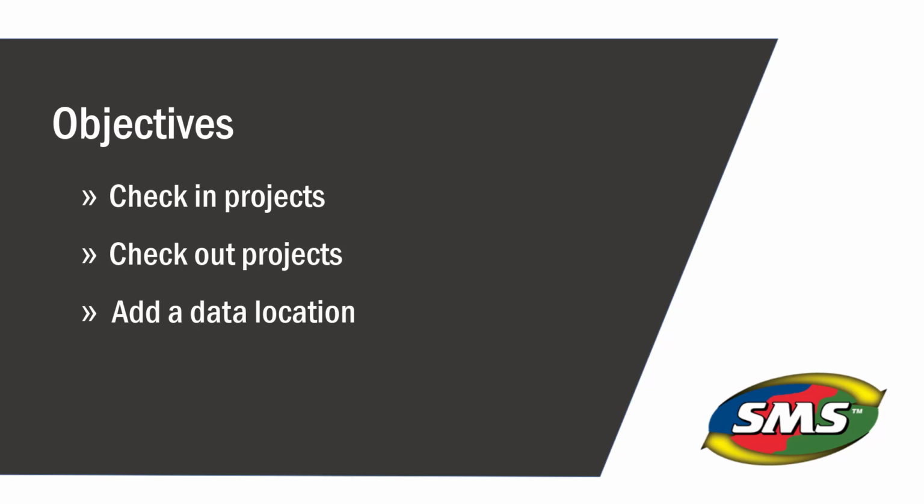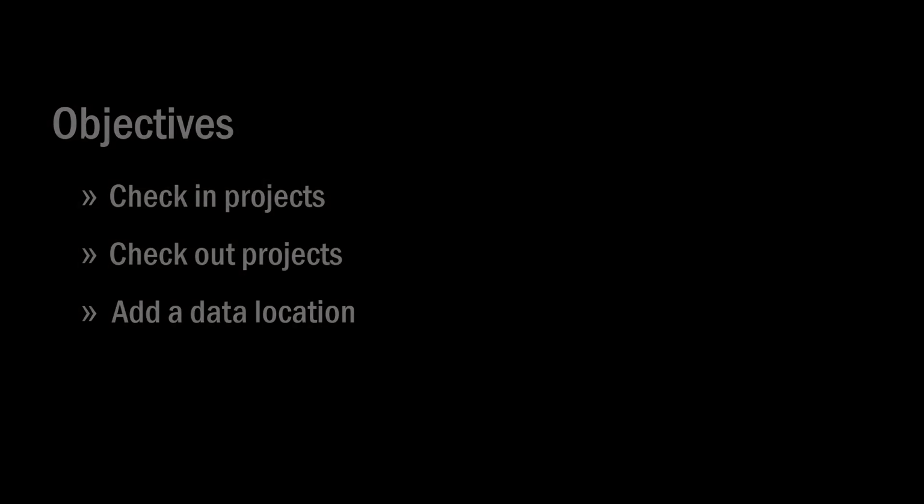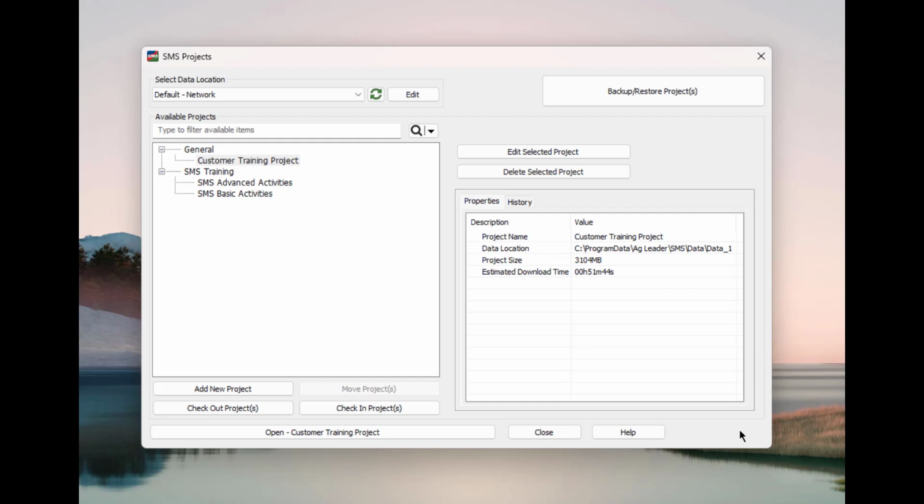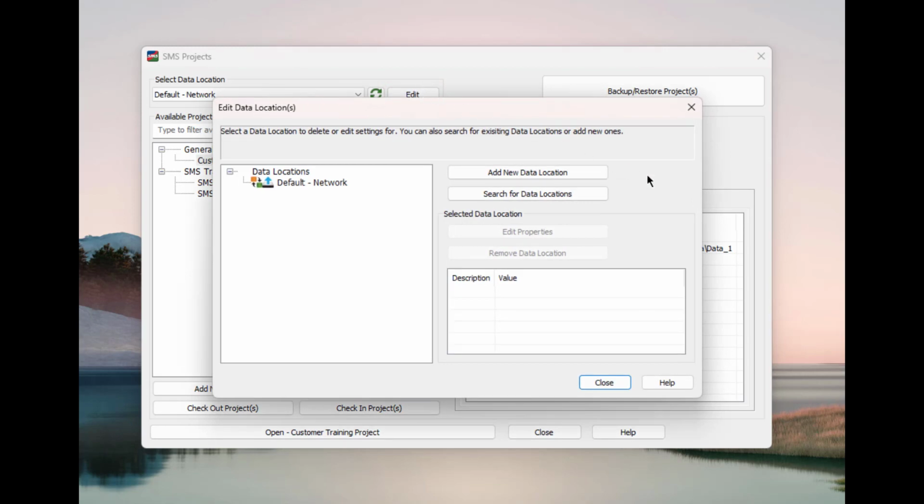With multiple data locations, users can check projects in and out, allowing for easy transfer from the farm to the office. To begin, open SMS Advanced and click the Edit button at the top of the Projects dialog. You will then have the option to search for a data location and add new data locations. Search for a data location allows you to search for previously created data folders.